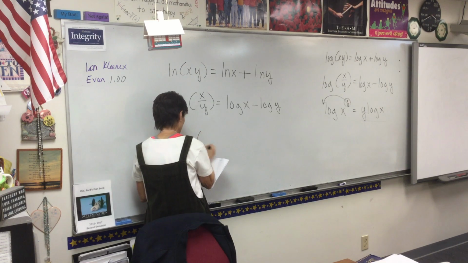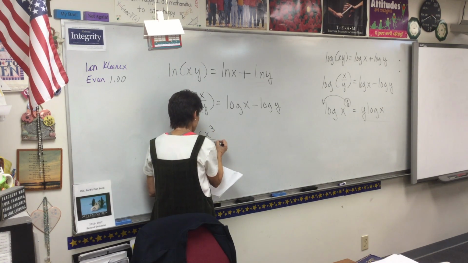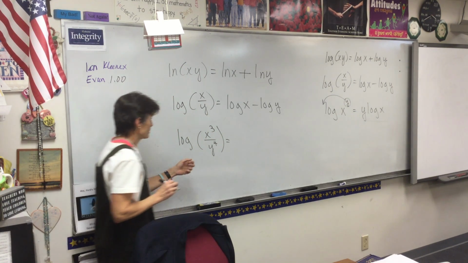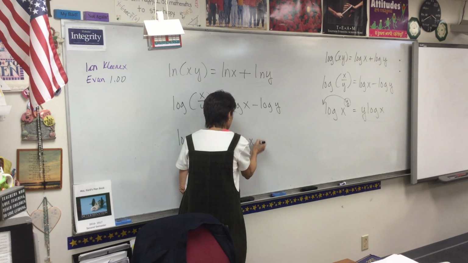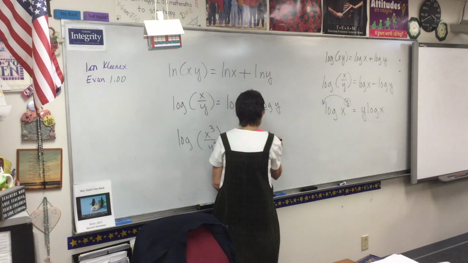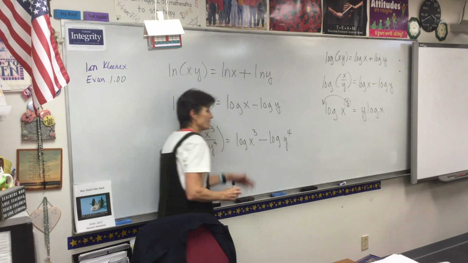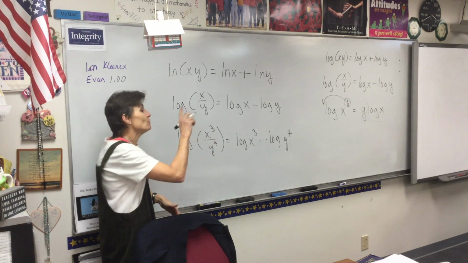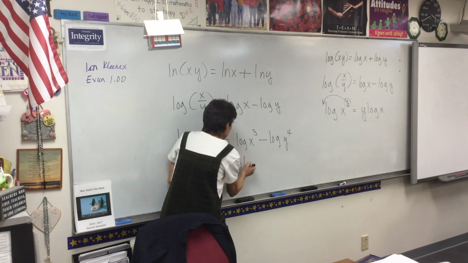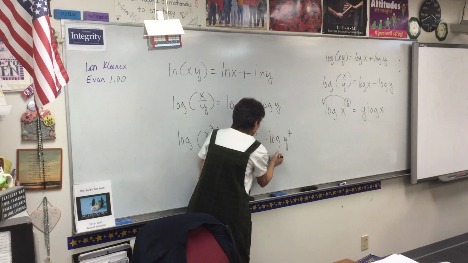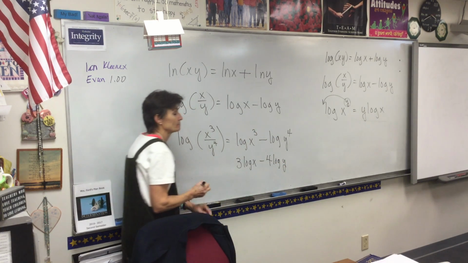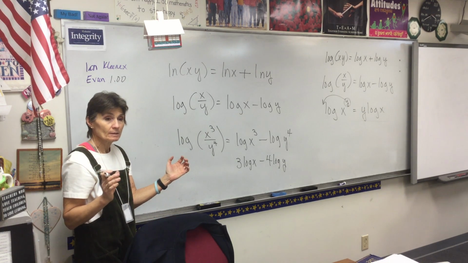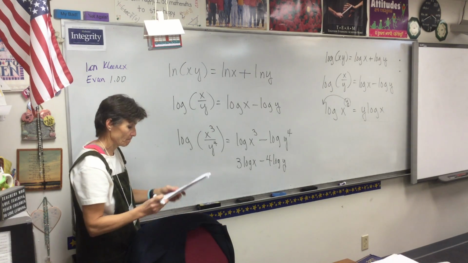Oh, how about this one? Now we need to do this in 2 steps, okay? So the first step is let's pull them apart. So we'll have the log of x cubed minus the log of y to the 4th. Now, is everybody keeping up with that? Got it? Then you gotta move the exponent, so it'll be 3 log x minus 4 log y. So step 1 is we pull it apart. Step 2 is pull off the exponents.